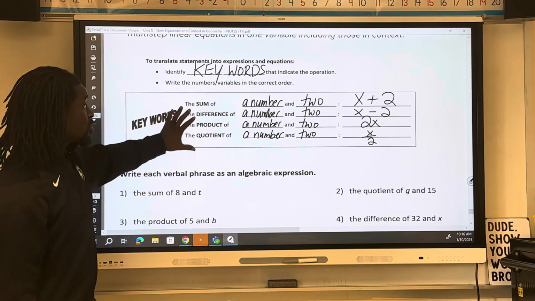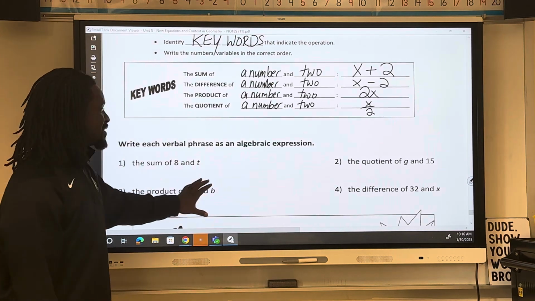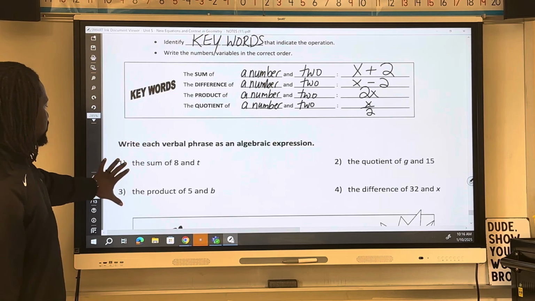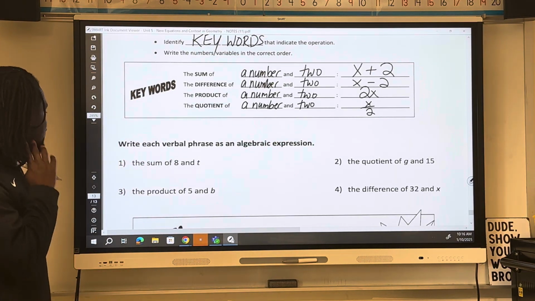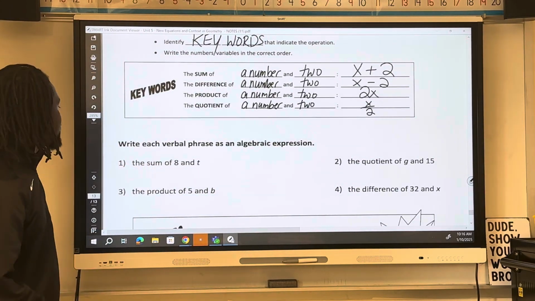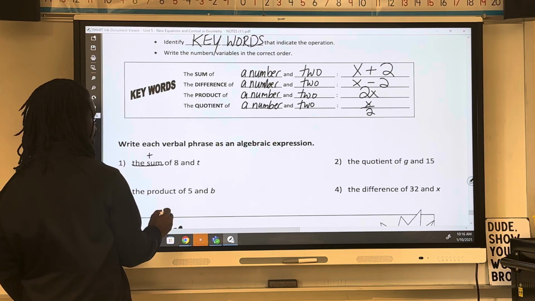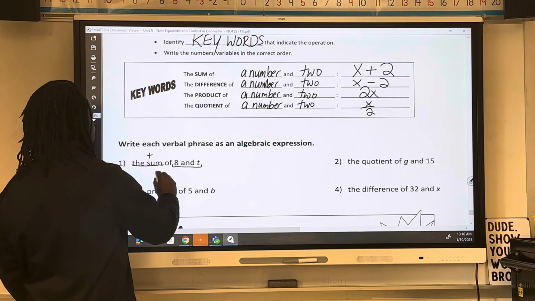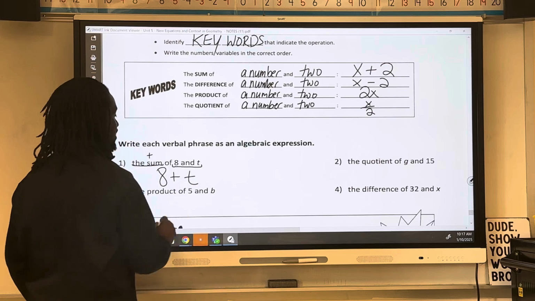So again, here is the first set of keywords. What I want us to do in the next 4 problems is use those keywords to write an expression for each of the phrases. Let's look at the first one. The sum of 8 and t. Well, sum means addition, and I'm adding 8 and t. So the algebraic expression would be 8 plus t.